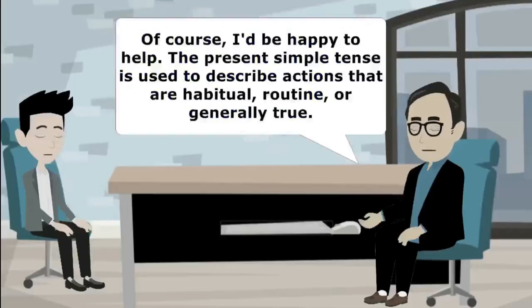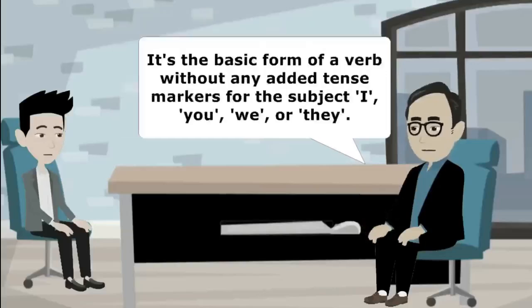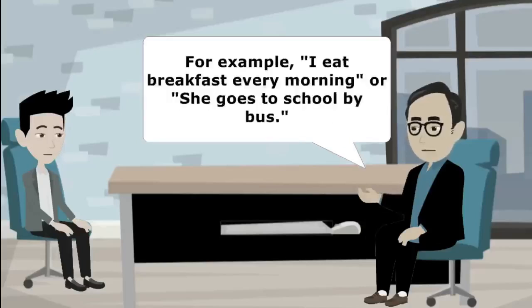The present simple tense is used to describe actions that are habitual, routine, or generally true. It's the basic form of a verb without any added tense markers for the subject I, you, we, or they. For example, I eat breakfast every morning, or she goes to school by bus.